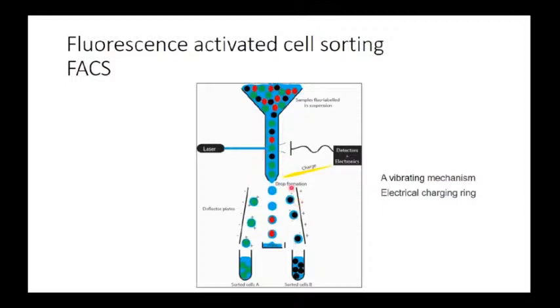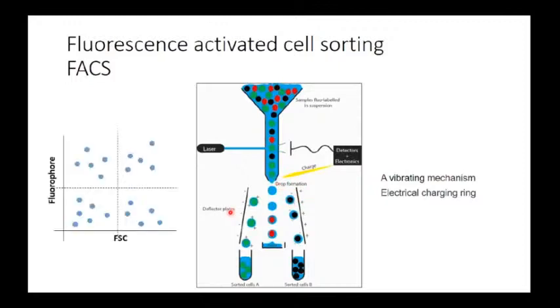Then the electrical charging ring will charge the cells. The cells will pass through the laser beam. The detector will detect the fluorescence, and then the computer will charge the high fluorescent cells with a positive charge, for example, and the low fluorescent cells with a negative charge.